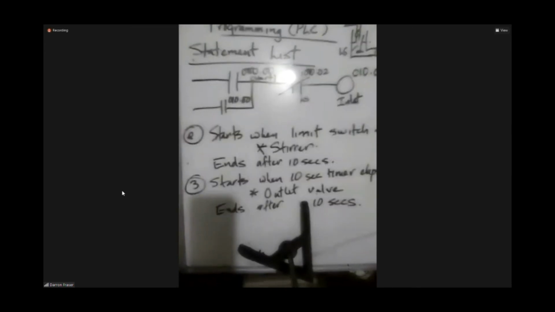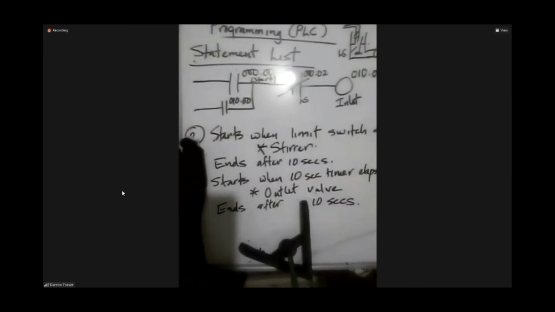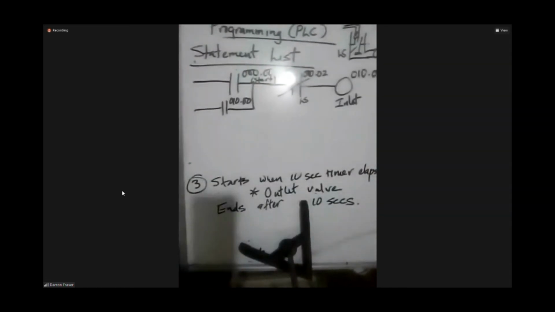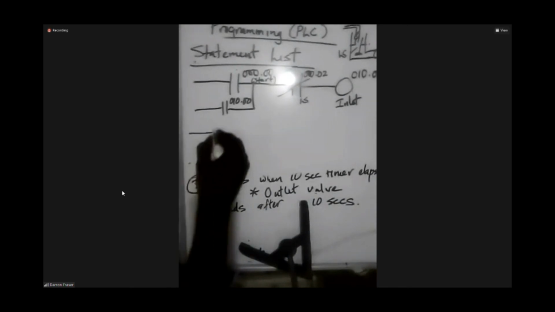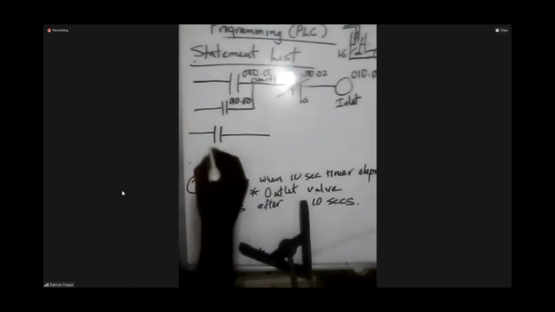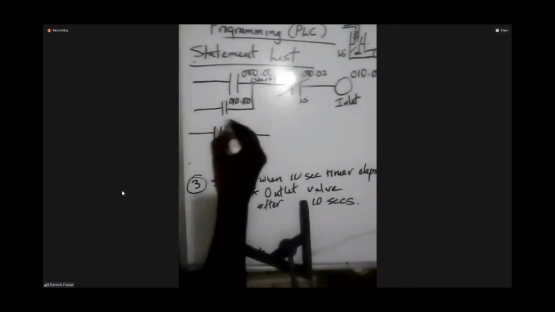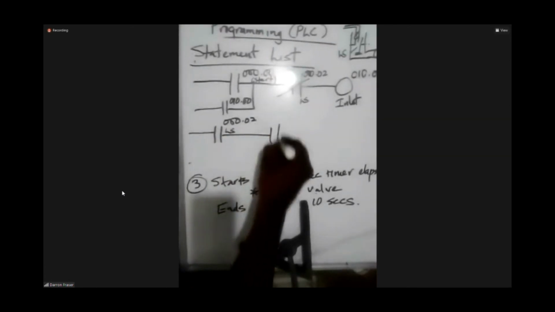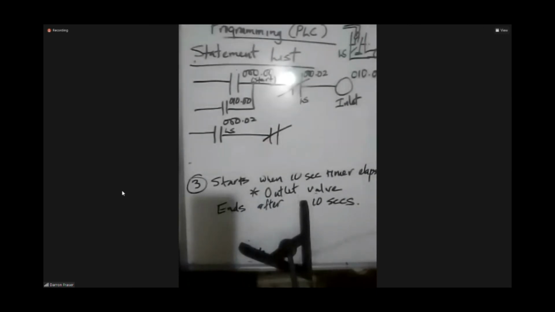So my second line of code starts when the limit switch is activated. So we're going to put our limit switch, 000.02. When does it end?